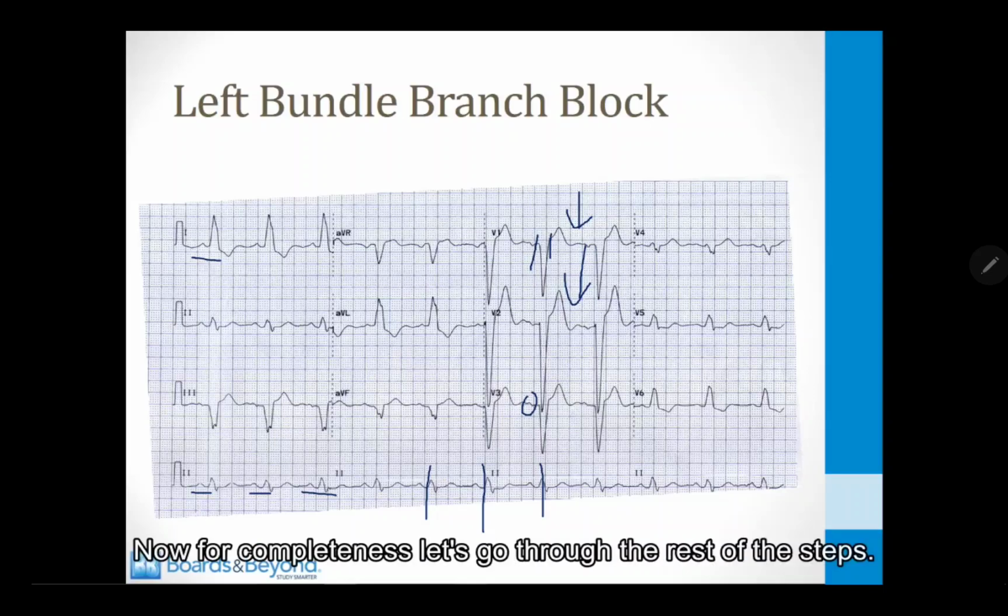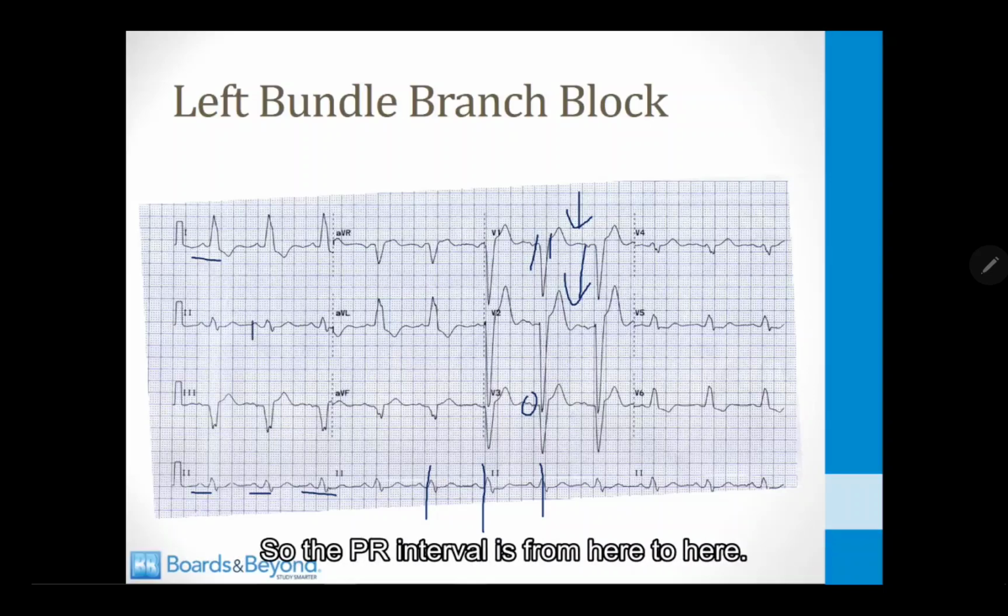Now for completeness, let's go through the rest of the steps. So the PR interval is from here to here. It is normal in width. The QT interval begins here and ends here. That is not prolonged, so we have a normal QT interval.